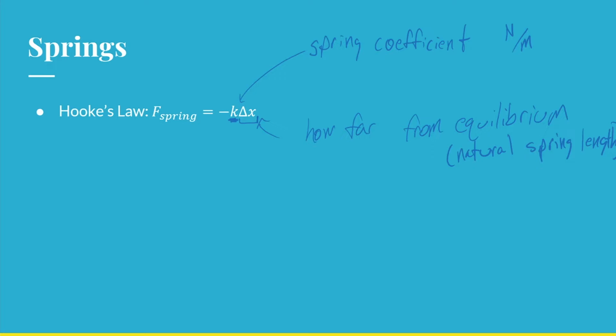And then this negative sign is very, very confusing. So my recommendation to you when you're working these problems, when you're doing the math, ignore the negative sign. And then at the very end, look back at your free body diagram, figure out what direction the force of the spring should be pointing, and then either put a negative sign or a positive sign.